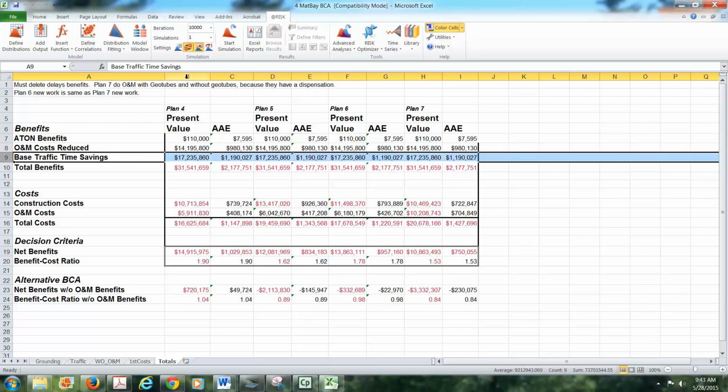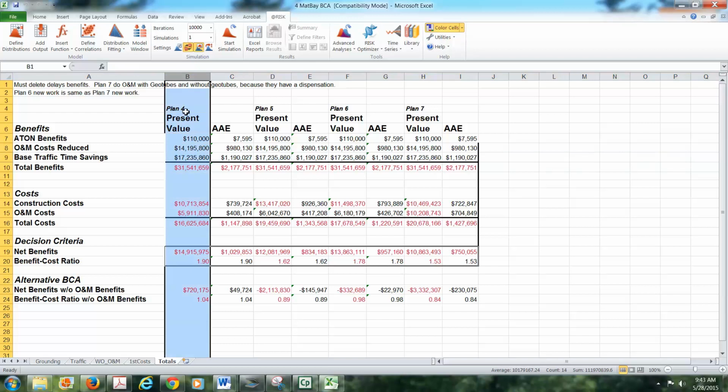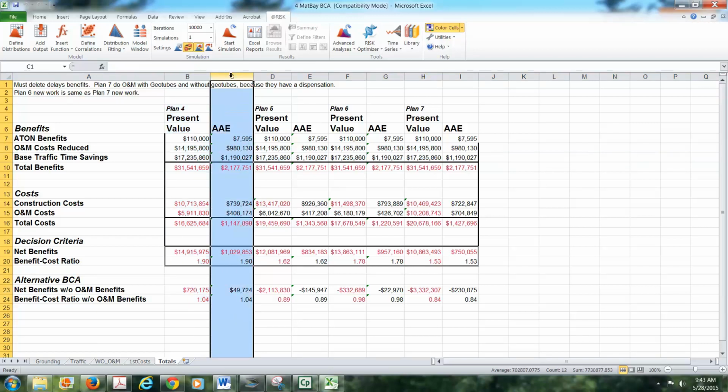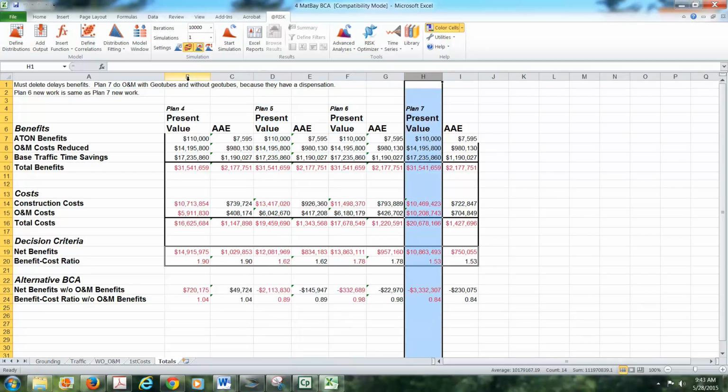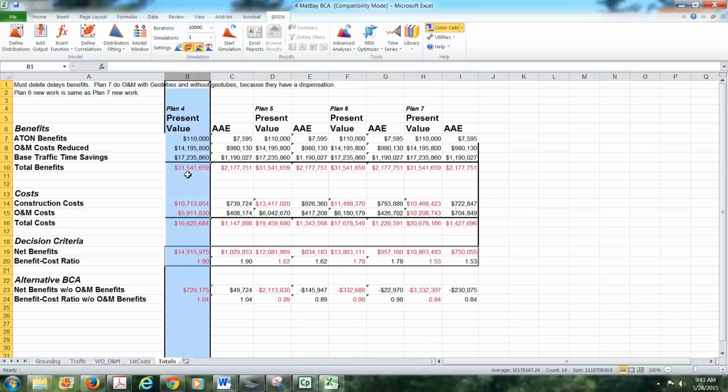Now, you'll see here in column B, we have the present value for Plan 4, and then we have the average annual equivalent values for Plan 4. If you're an economist, you know these are two equivalent ways of expressing the same dollar values. We're going to look at present values because that's what people seem to be more familiar with when they don't have that economics background. So you can see here in this estimate, we have $31.5 million in accumulated benefits from this project. As I explore the possibilities, hitting my recalculate, you can see the uncertainty in the benefits. But they seem to hover between 30 and 33 million, somewhere in that area.